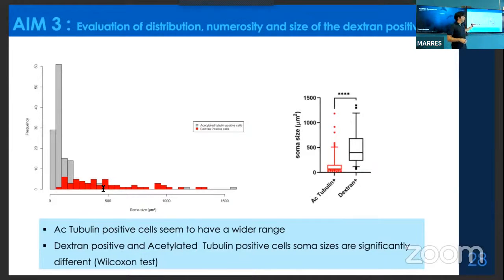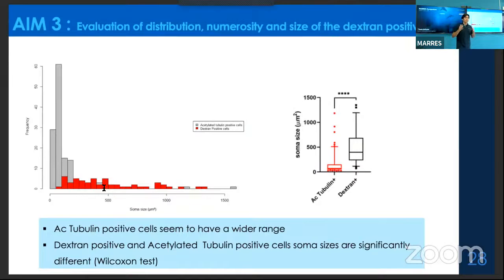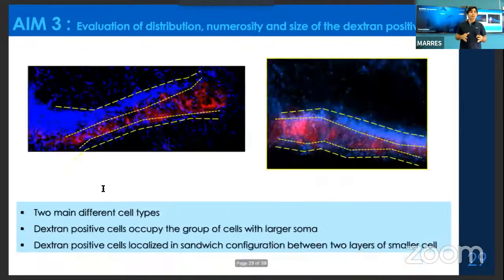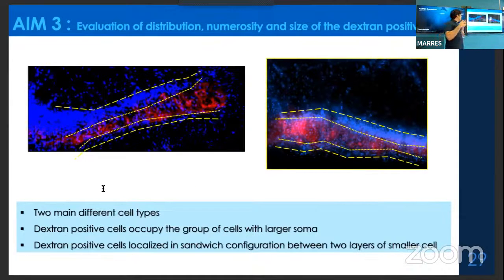What we saw in the first graph is that the distribution of the soma sizes of all the cells and the positive cells is different. That was confirmed statistically. So the motoneurons stained with dextran are significantly larger than the other ganglia cells. We found also that there is a sandwich-like configuration of the dextran positive cells, so of the motoneurons. They are clustered together between two layers of smaller cells, as you can see on this image.